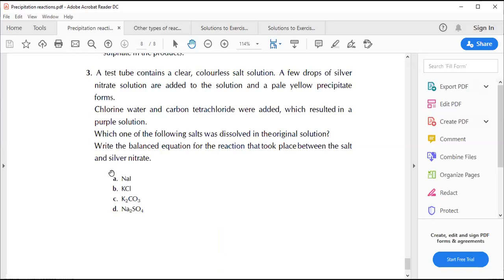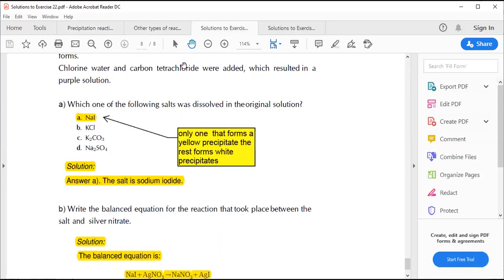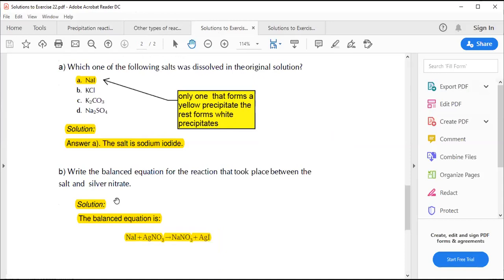The second one, taking the answer that you've chosen here, you need to write a balanced equation. So that's hence the way I've written it here. Write the balanced equation for the reaction that took place between the salt and the silver nitrate. So you're going to take your answer. If you chose potassium chloride, then you're going to have to use that. If you chose potassium carbonate, then you're going to have to use that.